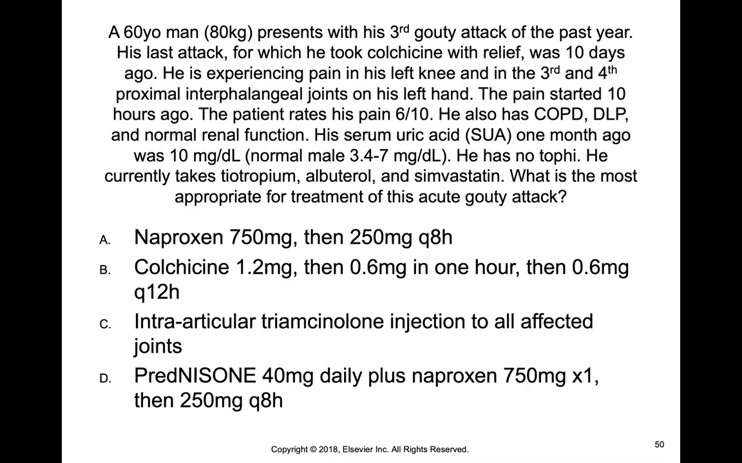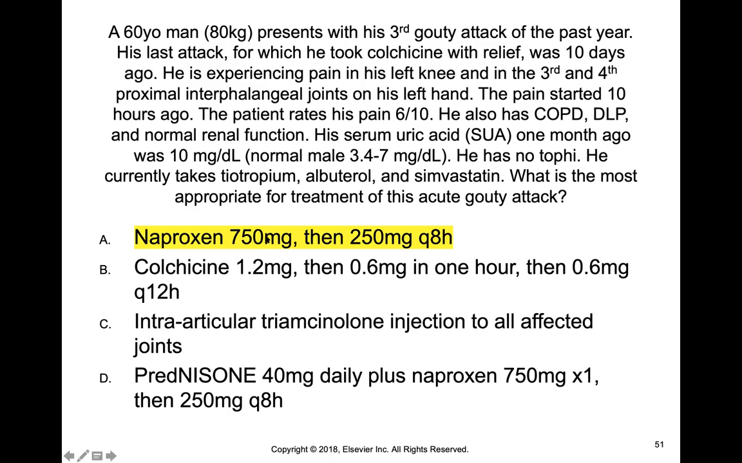So going back to the question, what is the most appropriate treatment for this acute gouty attack? And the answer will be naproxen. And you can get clued in here, right? So he had an acute episode 10 days ago, which was relieved by colchicine, which is an acute medication and an anti-inflammatory. And we can tell that his serum uric acid level is high, abnormal.